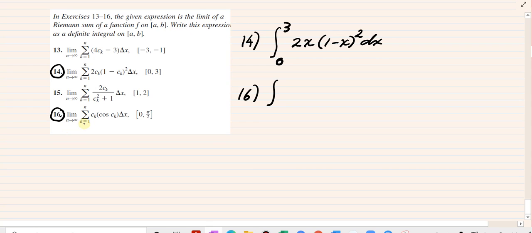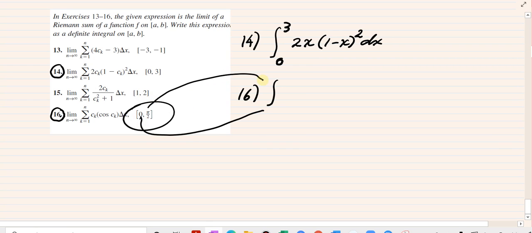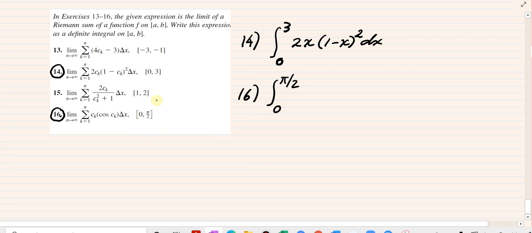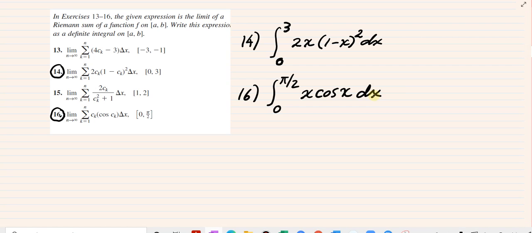So the limit of the sum turns into the integral symbol. Where do I get the limits of integration? 0 goes the lower limit, pi over 2 goes on the upper limit. So that's 0 to pi over 2. That's where we get the limits of integration. And remember, this is your integrand. Change your c's to x's. So it's going to be x and then cosine x, right? x cos x. And then delta x turns into dx. Remember that we had that discussion about the increment of x and differential of x. So that's what those turn out to be. Okay, and that's what number 16 is.